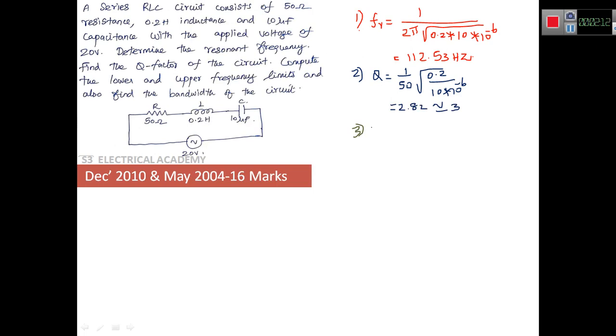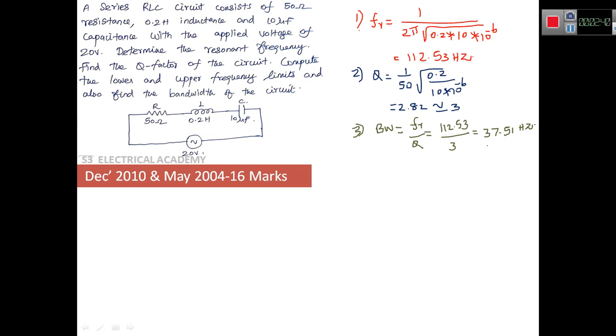So third one, if we want to determine bandwidth, it is the ratio of FR by quality factor. FR is equal to 112.53 divided by 3, which is equal to 37.51. So bandwidth is equal to 37.51 hertz.